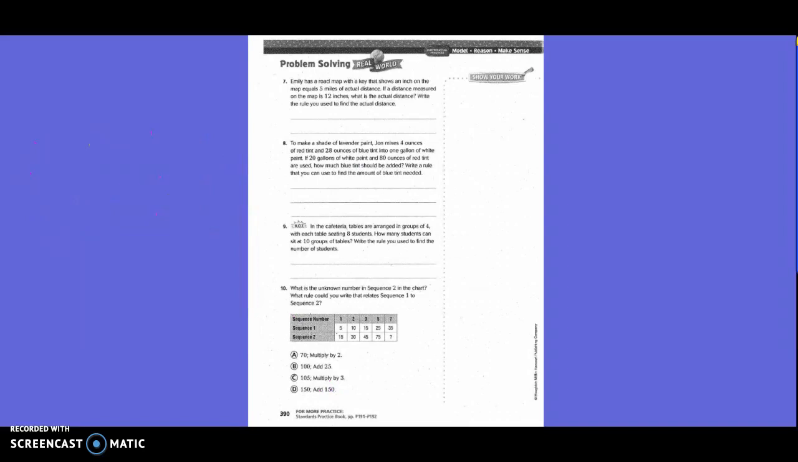Problem solving. Emily has a road map with a key that shows an inch on the map equals 5 miles of actual distance. If a distance measured on the map is 12 inches, what is the actual distance? Write the rule you use to find the actual distance. So what would we do, guys?